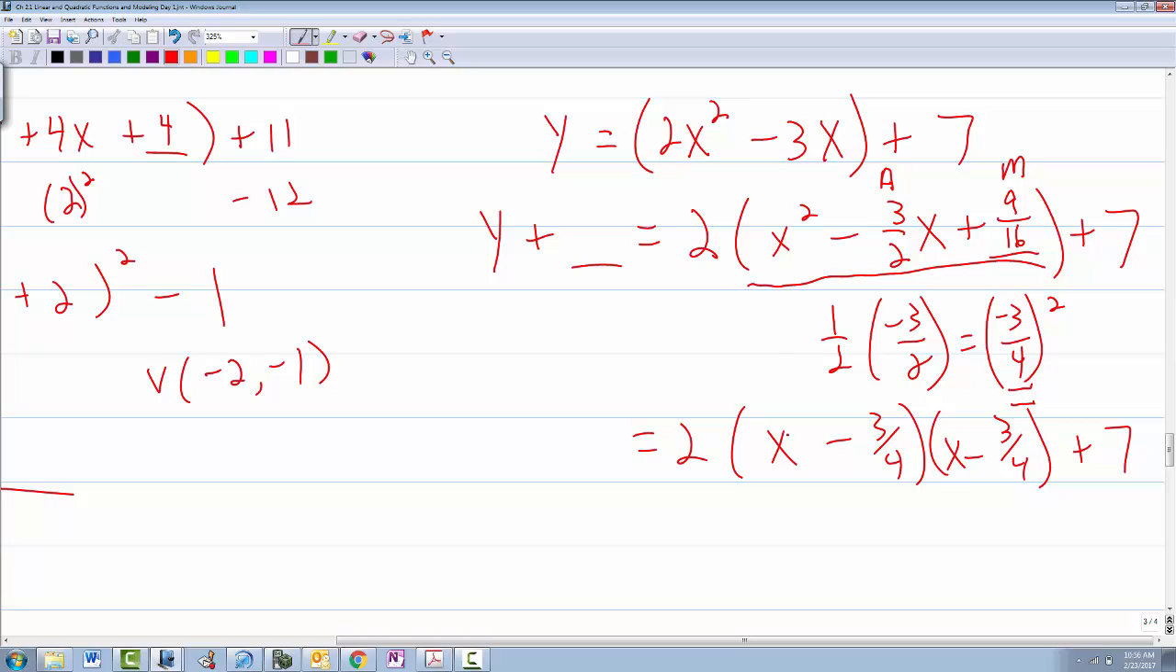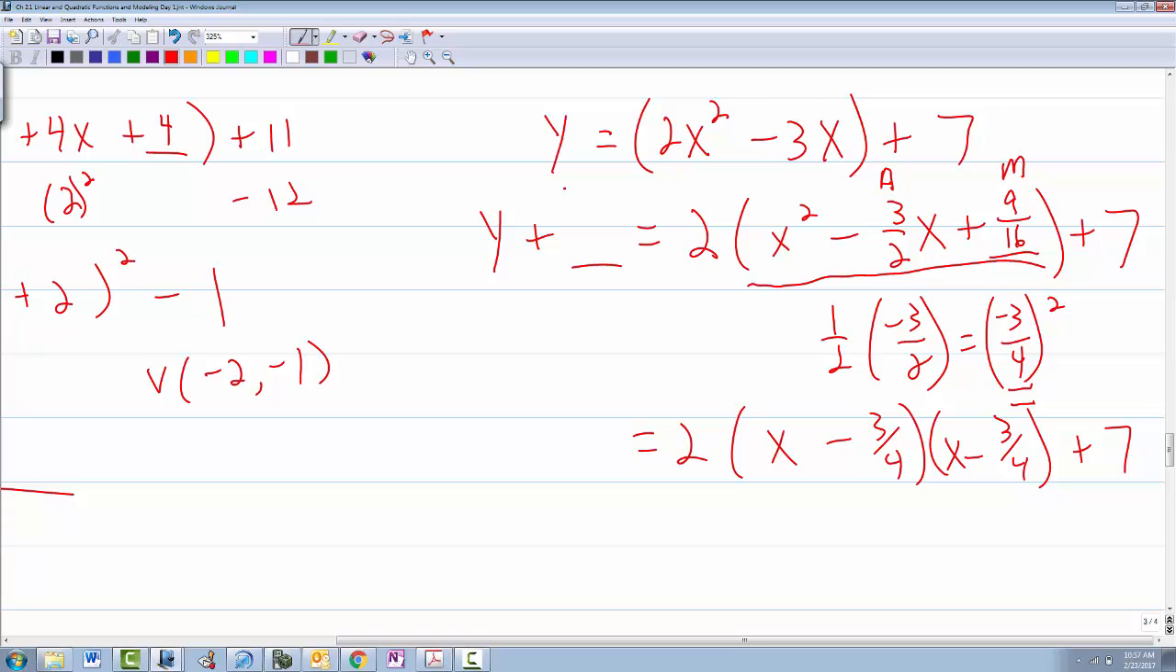Because x times x is x squared, -3/4 x and another -3/4 x. I just proved this -3/2 by adding to make it -6/4. And then -3/4 times -3/4 is 9/16. So this is how this factors.